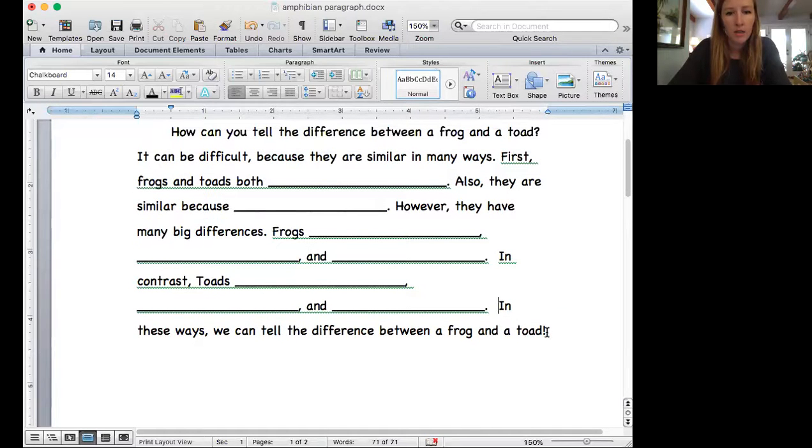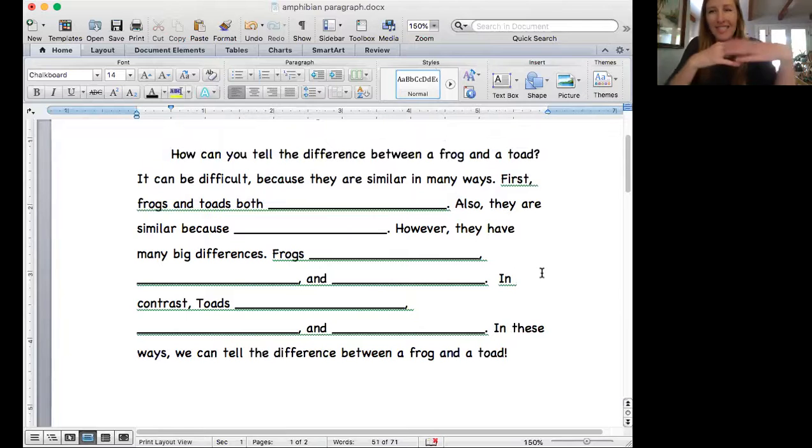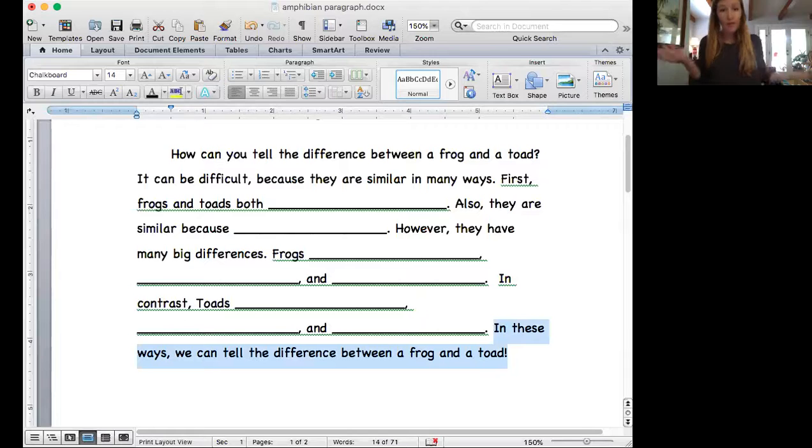Okay, so in these ways, we can tell the difference between a frog and a toad. You always want your closing sentence to kind of restate your first sentence. So we started, how can you tell the difference between a frog and a toad? Well, we close it by saying, in these ways, we can tell the difference between a frog and a toad. Remember, your paragraph is like a sandwich with the bread on top, the bread on the bottom. The 2 slices of bread are almost the same. And then you have all your information in the middle. Okay. Once you have that, you are done with your paragraph.